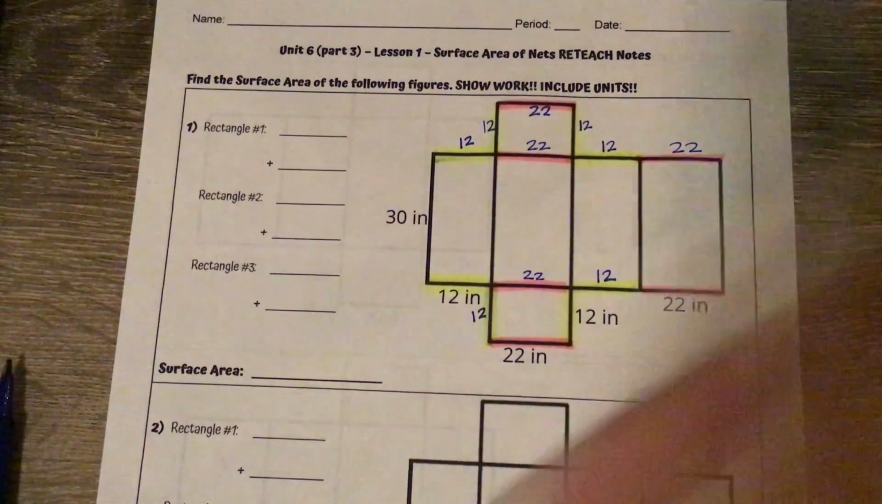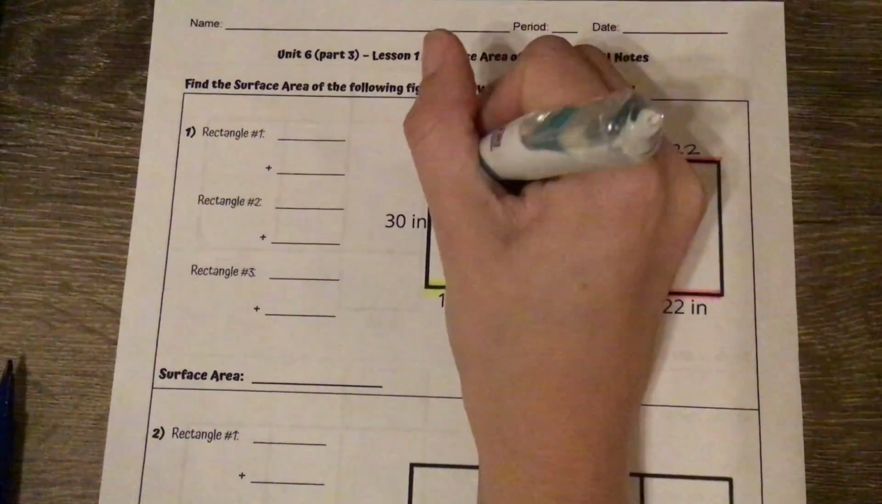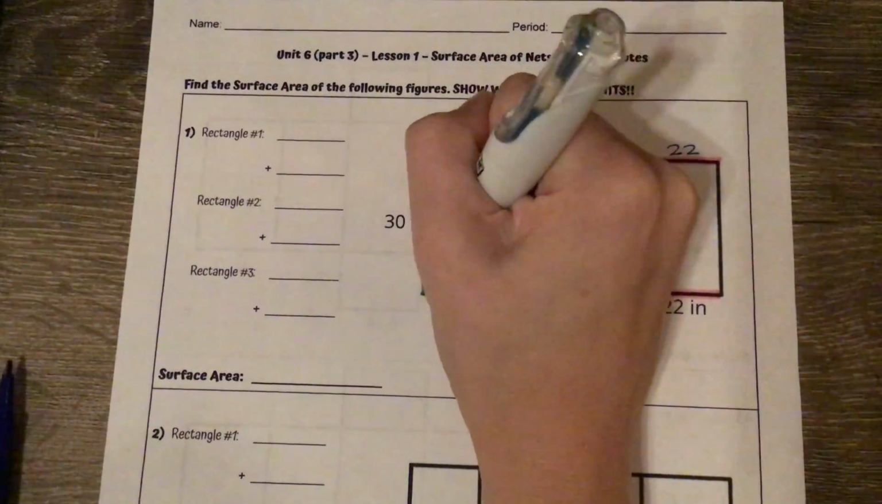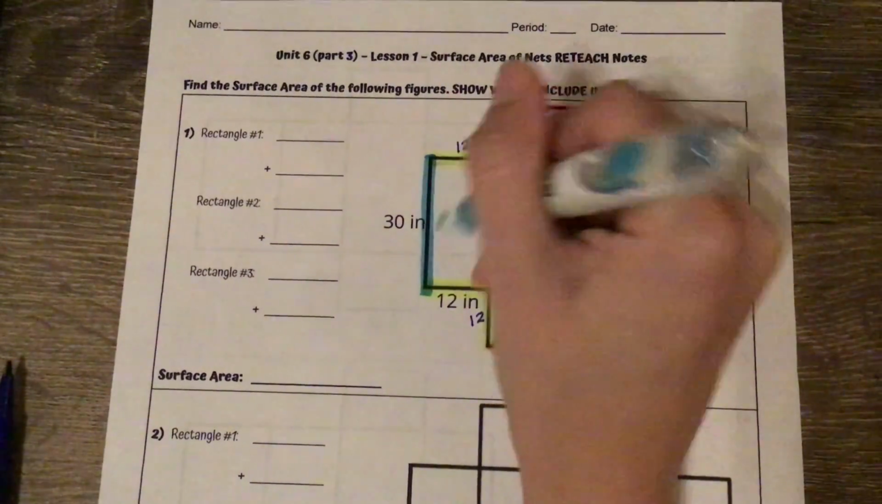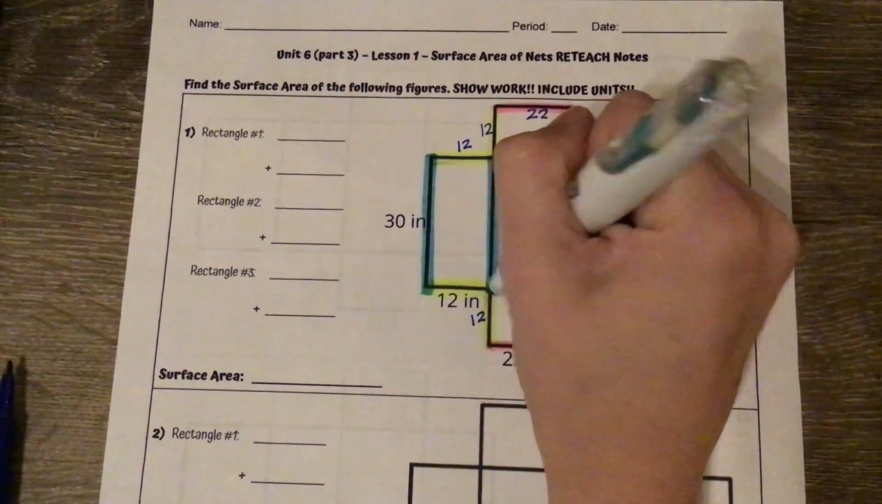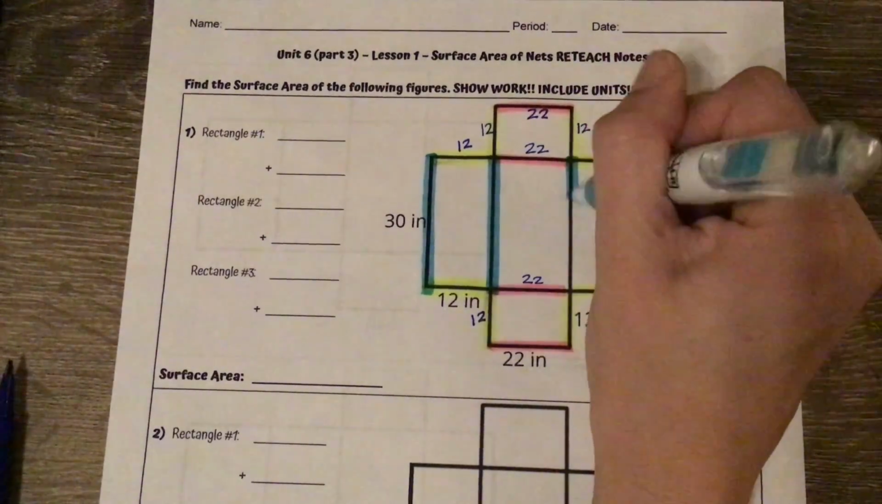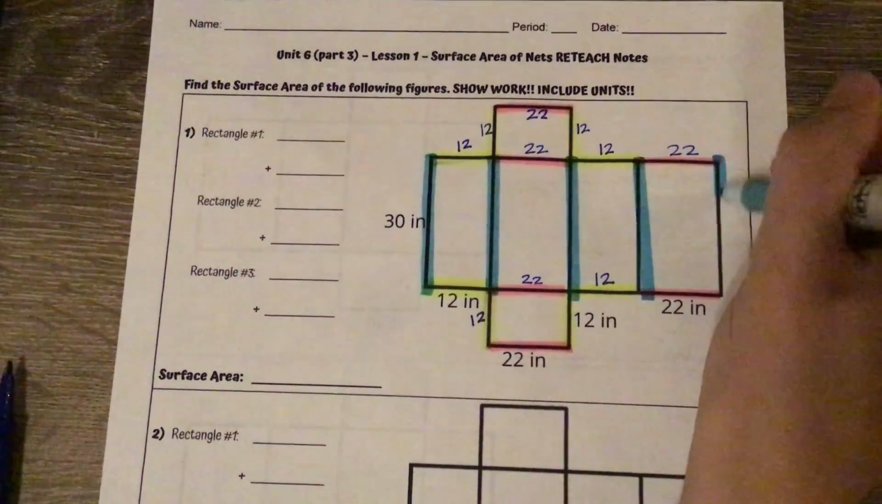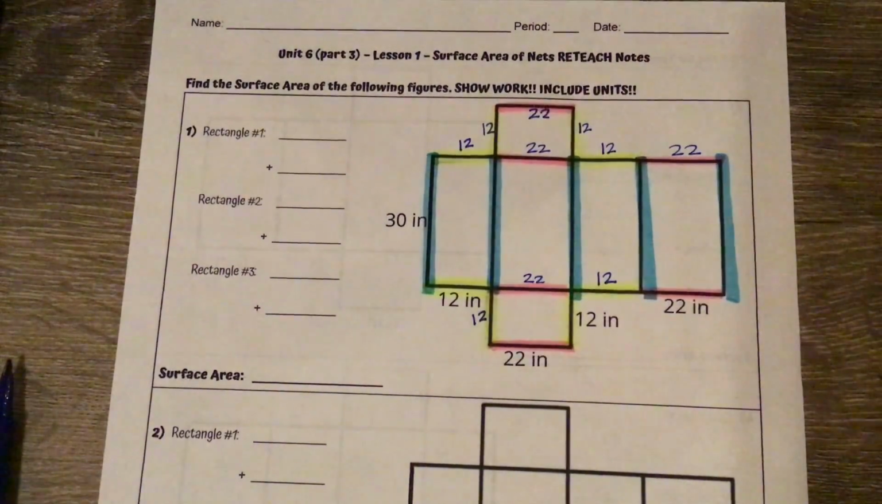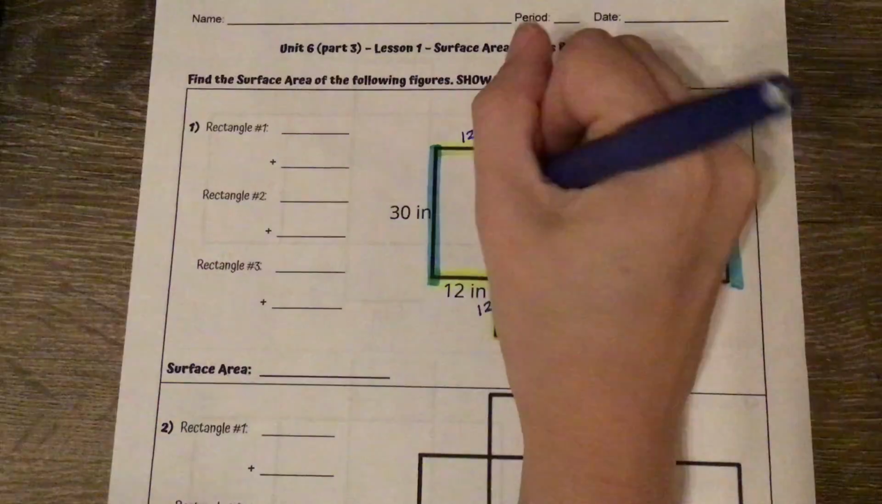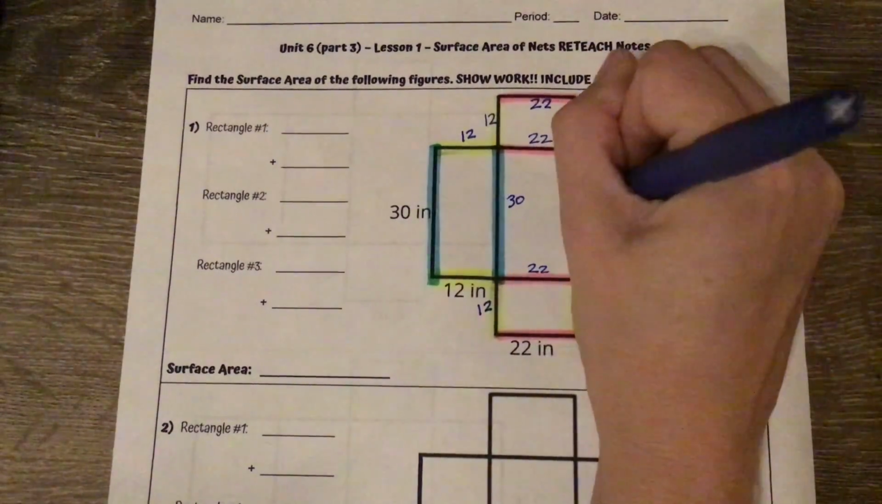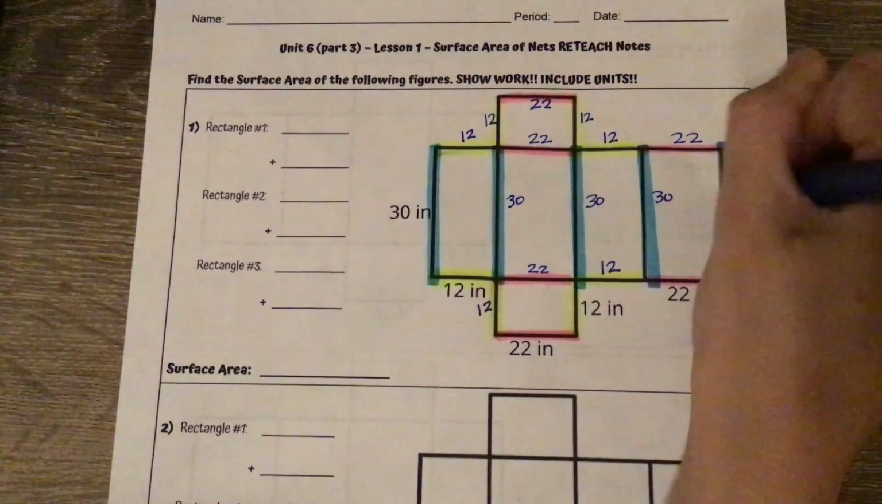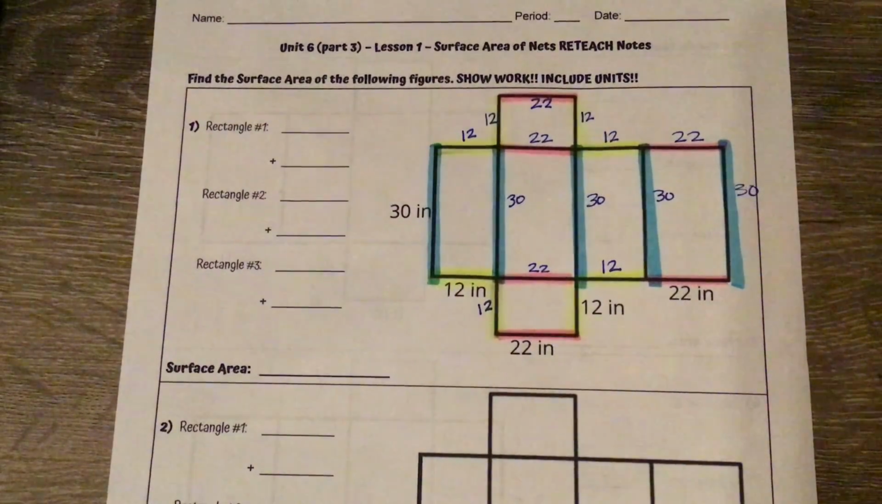And then the last measure that I see is this side length of 30. If the left side of the rectangle is 30, the right side is 30. That holds for each of them, so all of those are 30. So there should only be 3 different side lengths.